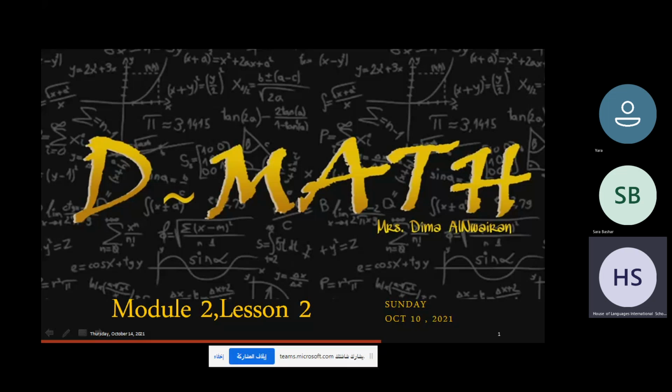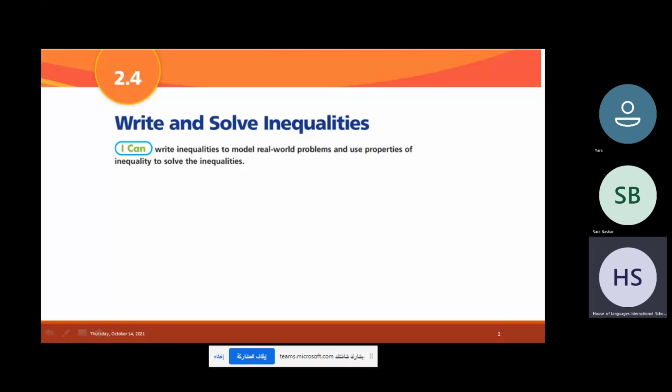Okay, let's start. Today we're going to start with Module 2, Lesson 4. We're talking about write and solve inequalities. Now, before we start, what are the inequalities? Inequalities are like greater. Bravo. That's it. Now, we talk about expression. We talk about equation. Today, we're going to talk about inequality.